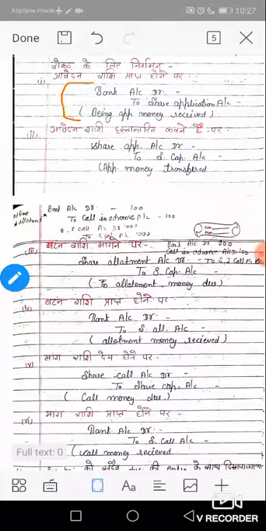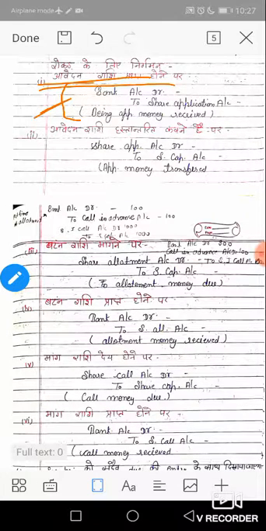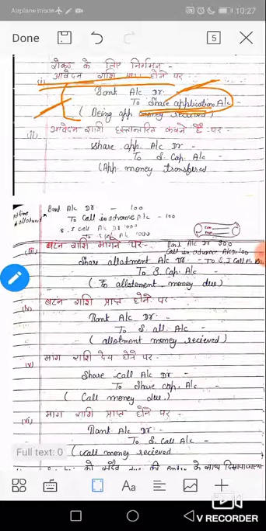Okay, so the entry is made when application money is deposited into the bank account. Bank account Dr, because the bank is a receiver, which is always debit. Bank account Dr to share application account. The share application account represents all applicants, all those who fill the form.